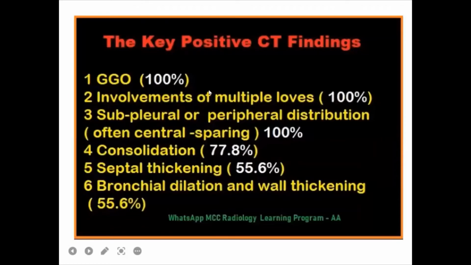You can see GGO involves almost 100% area, and later it involves multiple lobes. And we can see consolidation in 77 cases, and similarly here you can see.